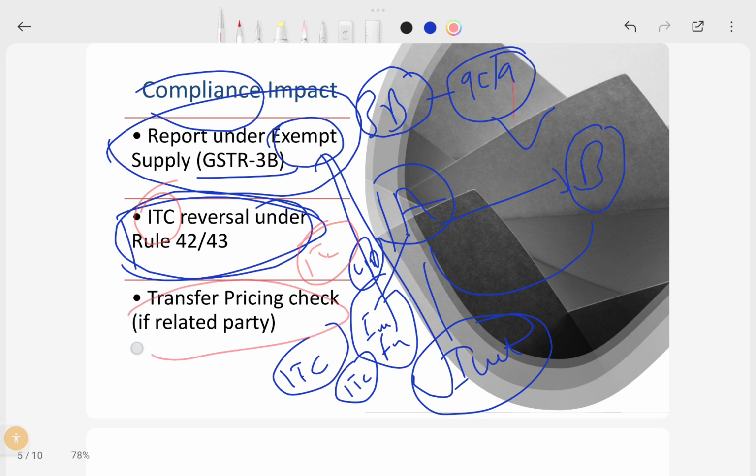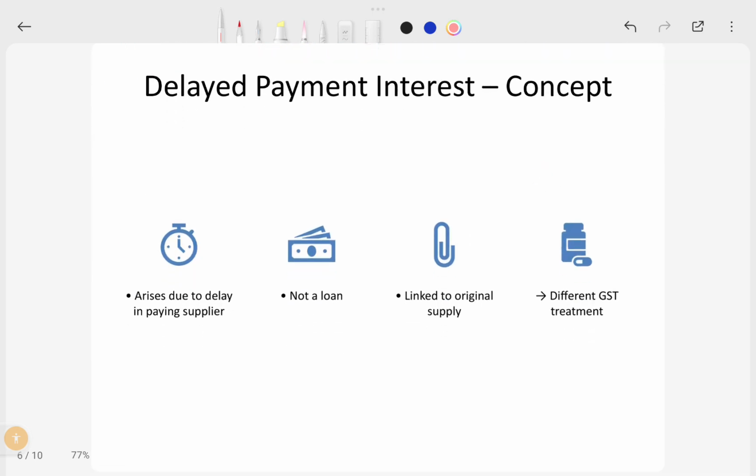If it is between related parties, you need to check the transfer pricing also. So the TP margin and the arm's length price all have to be complied with. So these are the points for interest on loans.